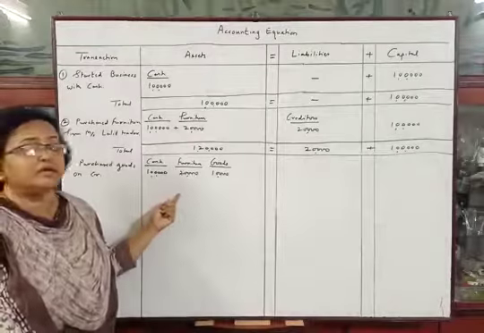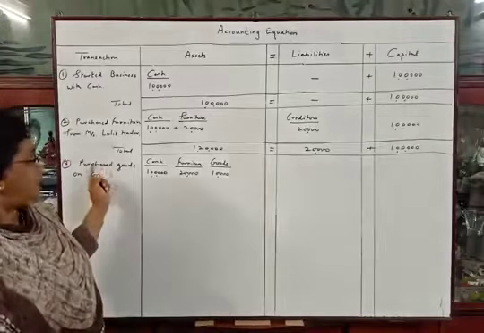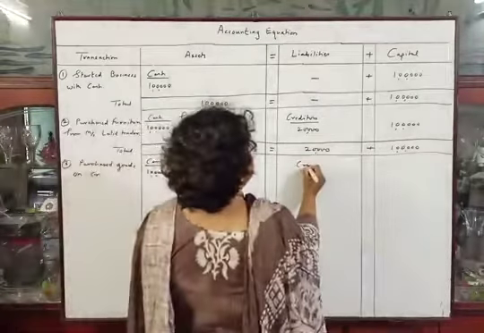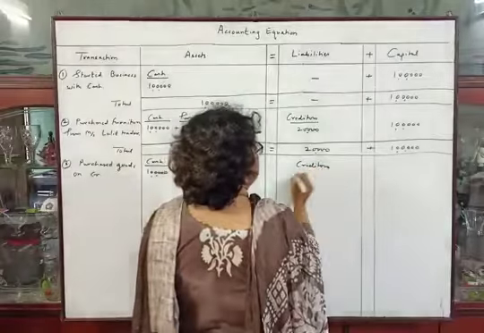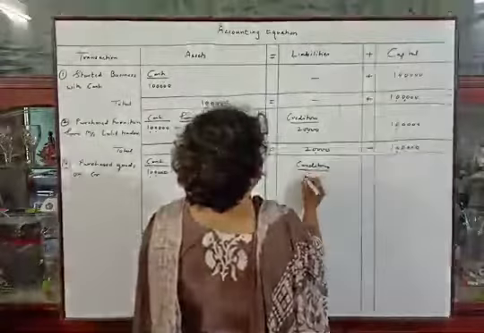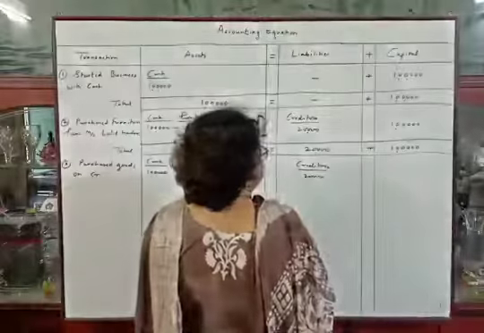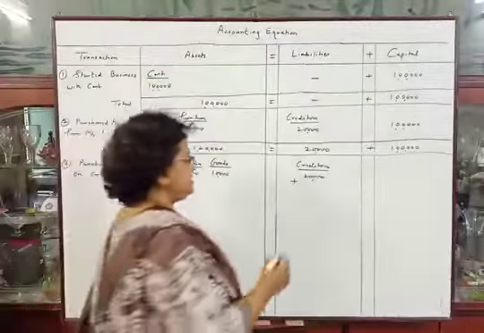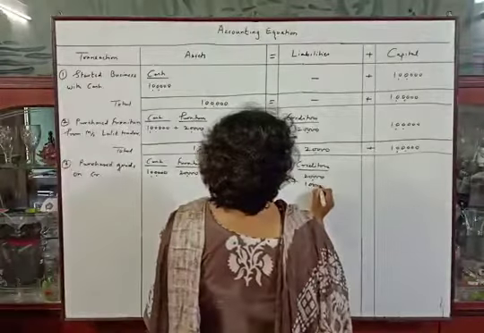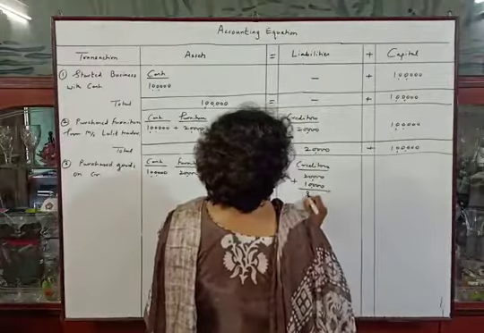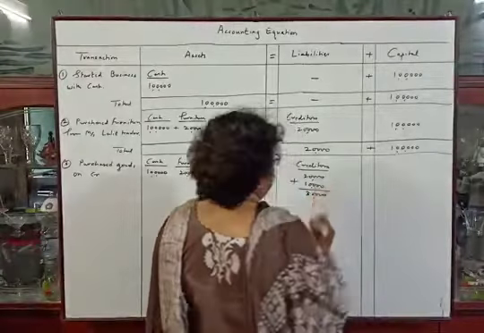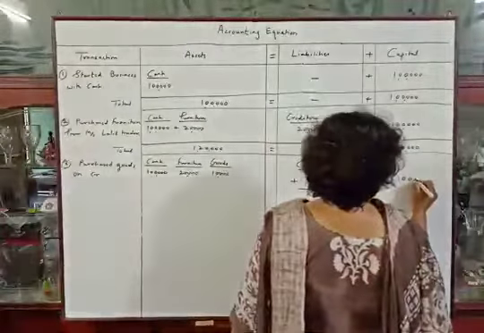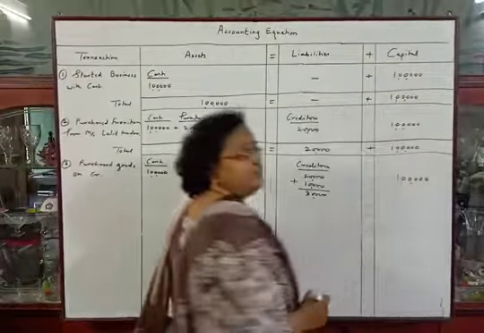Now we have purchased goods on credit from Amit. So our creditors will increase. In last transaction our creditors were rupees 20,000 plus now we are purchasing goods from Amit rupees 10,000. So there will be addition of 10,000. So total creditors will be rupees 30,000. And there will not be any change in capital. So capital will remain as it is, rupees 1 lakh.